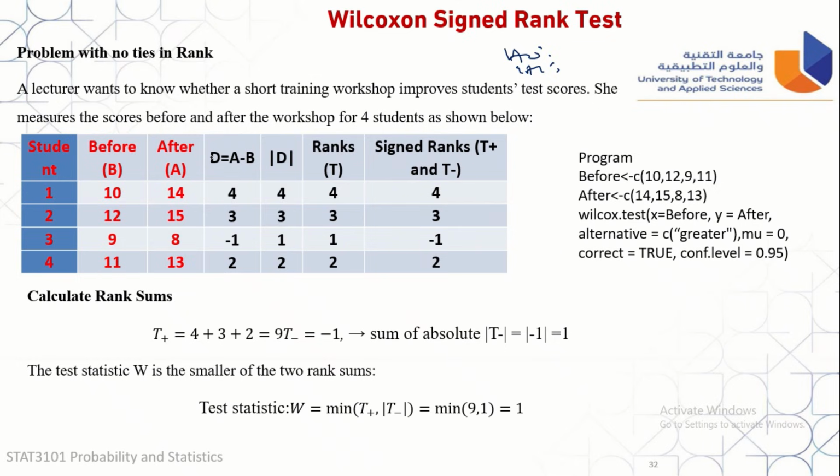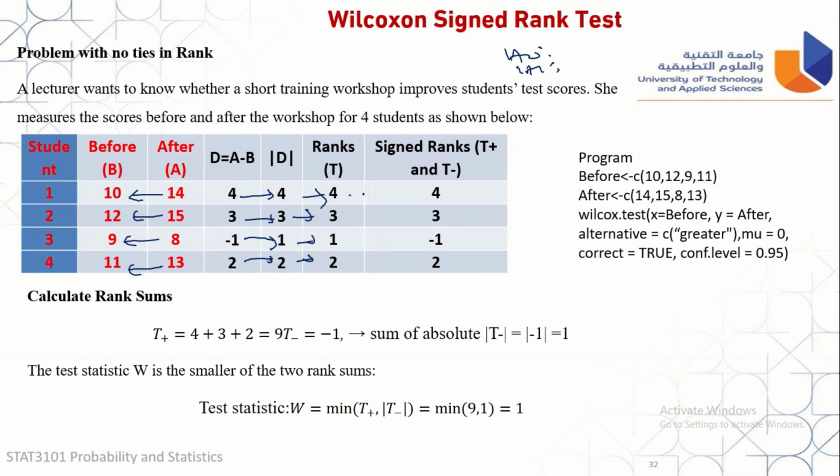So what you have to do is assign the ranks. Sorry, first find the difference. What is the difference? Here it is 14 minus 10, that is 4, here it is 3, here it is minus 1, here it is 2. Remove the minus sign and write the absolute values, then assign the ranks: from the lowest, first rank, second rank, third rank, and fourth rank.